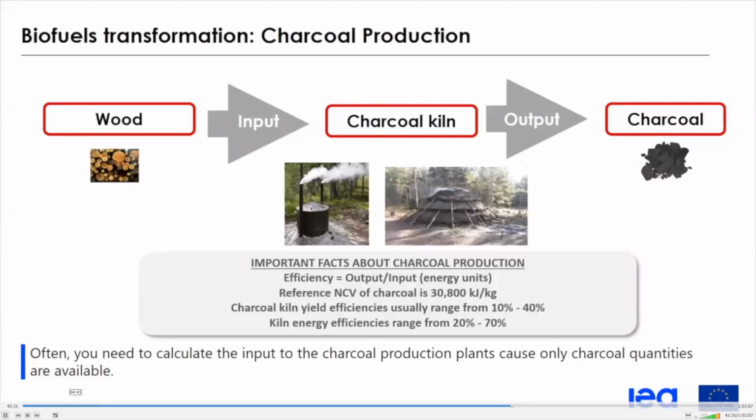Actually, in reality, we see efficiencies in our data set that go from 20 to 70%. And this is an ongoing work to try to improve the data collection on those transformations so that we can have more sensible data in the end.